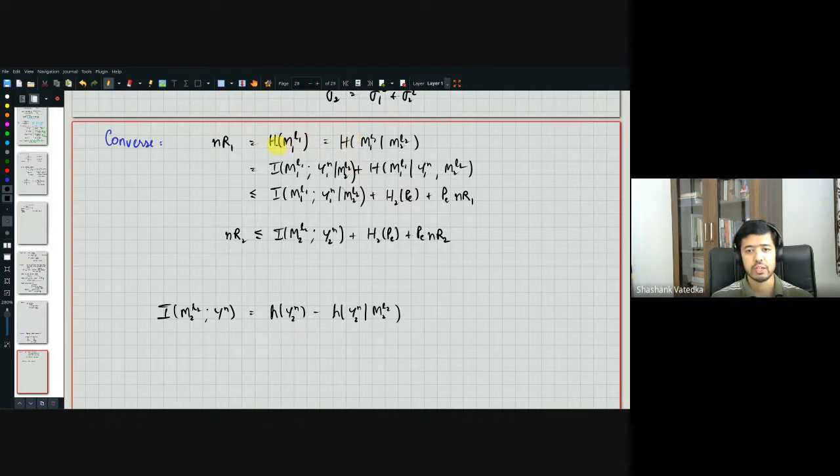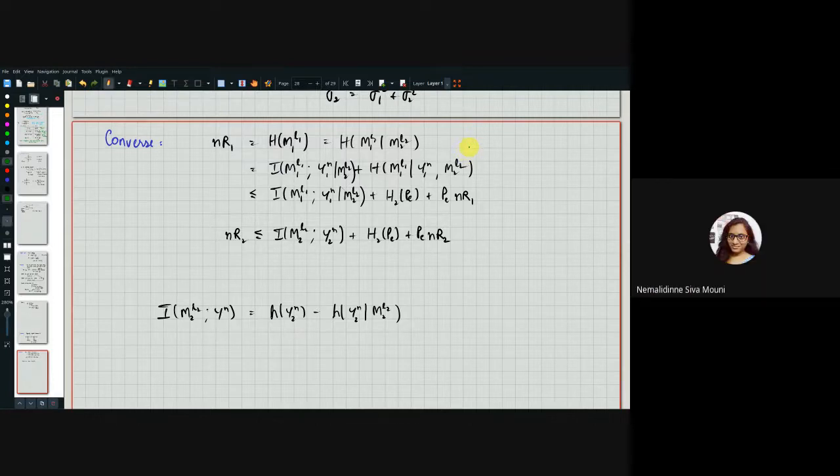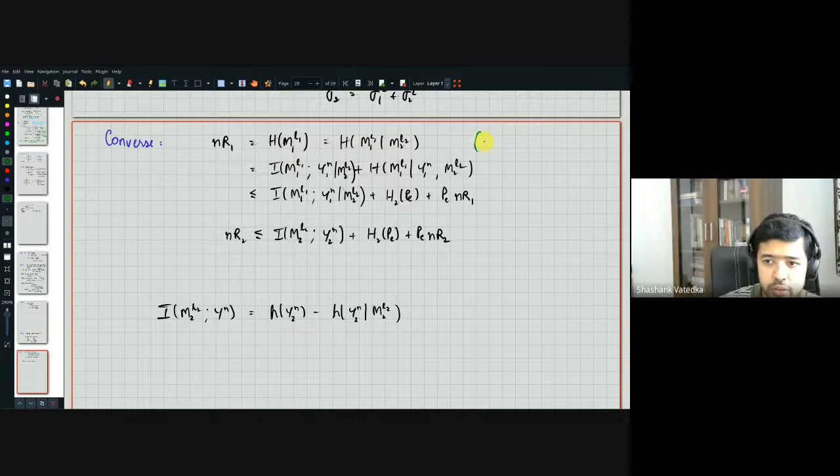And I claim that H(M1) is equal to H(M1 given M2). Why is this true? Both messages are independent. So the conditional entropy of M1 given M2 is the same as the entropy of M1. So messages are independent.